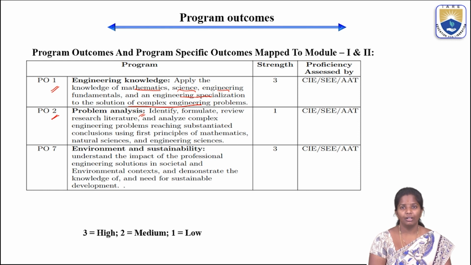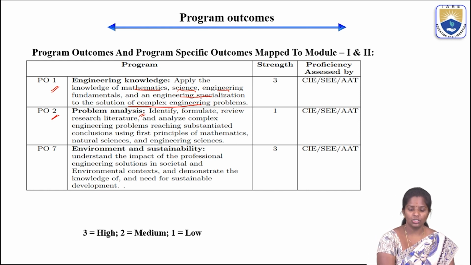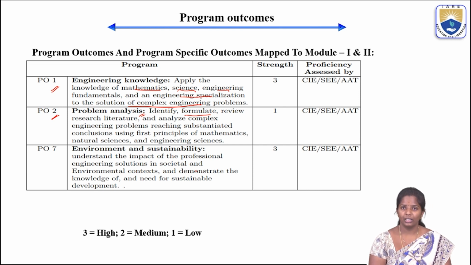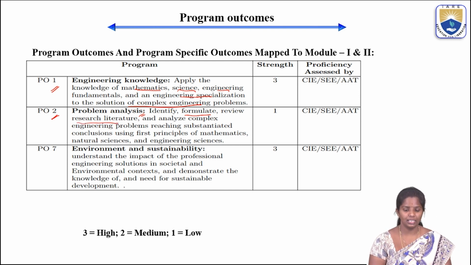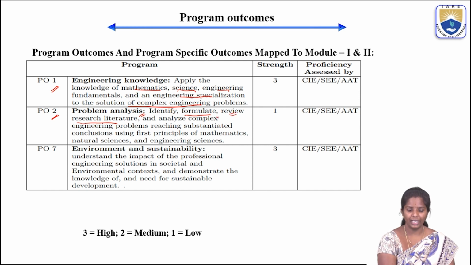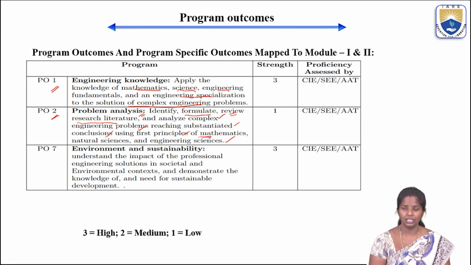in solving that problem. And PO2, or program outcome 2, describes the problem analysis, wherein, having the knowledge of all these 3, we will be imparting or inculcating that knowledge in formulae, so that we can remove the hurdles during our analysis. As a part of that problem analysis, we are reviewing literature, then analyzing complex engineering problems, reaching sustained conclusions using first principles of mathematics, natural sciences and engineering sciences. These 3 are very important fundamentals. So in solving the problem, that comes under program outcome 2.